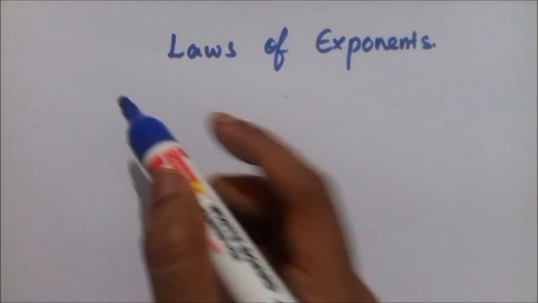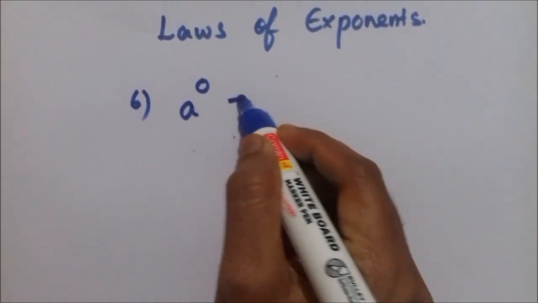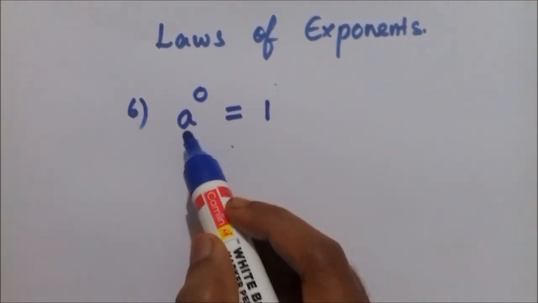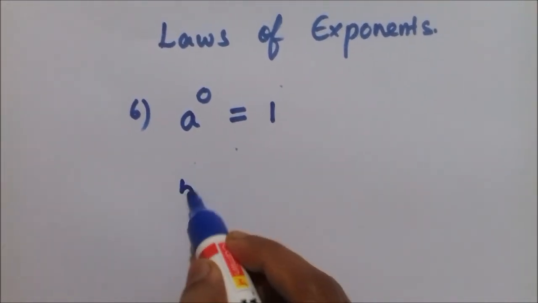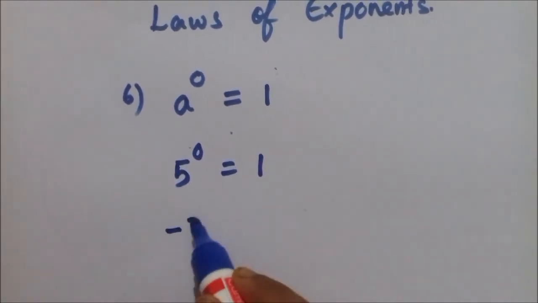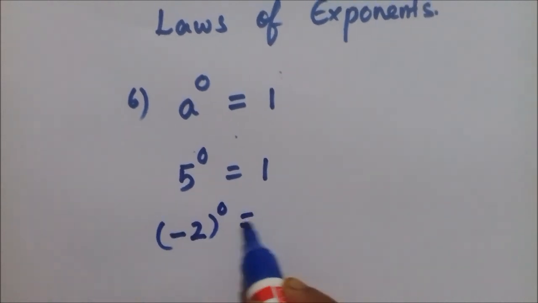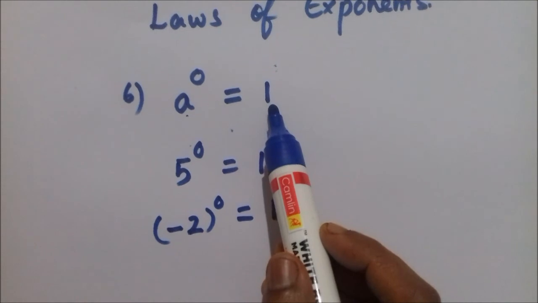The last law of exponents is a power 0 is equal to 1. That means any number power 0 is equal to 1. Suppose 5 raised to the power 0 is equal to 1 and minus 2 raised to the power 0 is equal to 1. So we can say a raised to the power 0 is equal to 1.